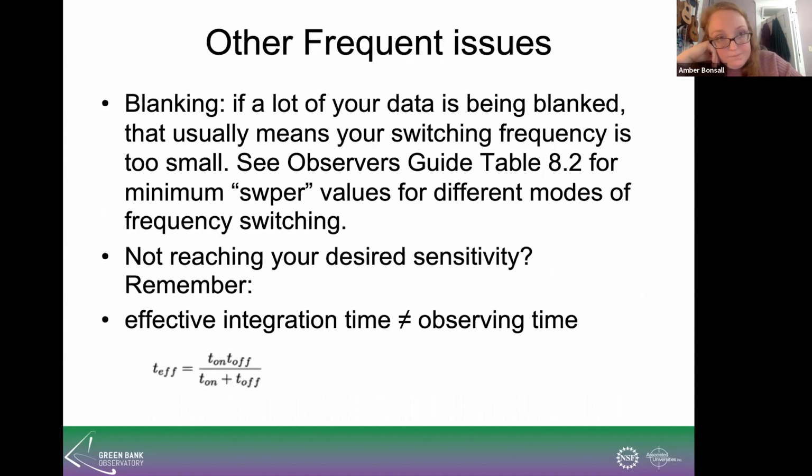All right, Jesse. Other frequent issues. Blanking. If a lot of your data is being blanked, this usually means your switching frequency is too small. There's a table in the observer's guide that will tell you the different values of these. I actually have this printed out and hanging, not that I've seen it in a while, in my office next to my desk so I can see it.